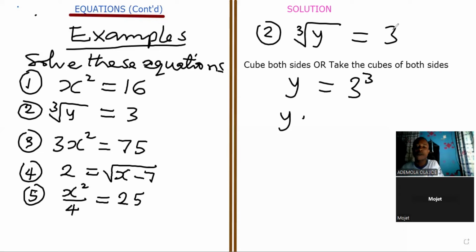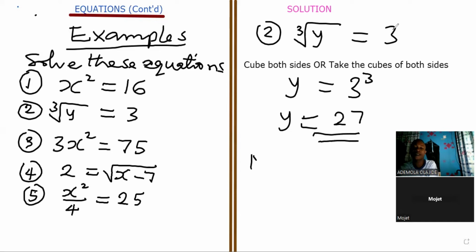So finally, what is y? What is 3 cube? What does 3 cube mean? What is 3 square? 3 square means 3 multiplying itself 2 times. What is now 3 cube? So that means 3 cube equals 27. That is 3 multiplying itself 3 times. So your answer is 27.